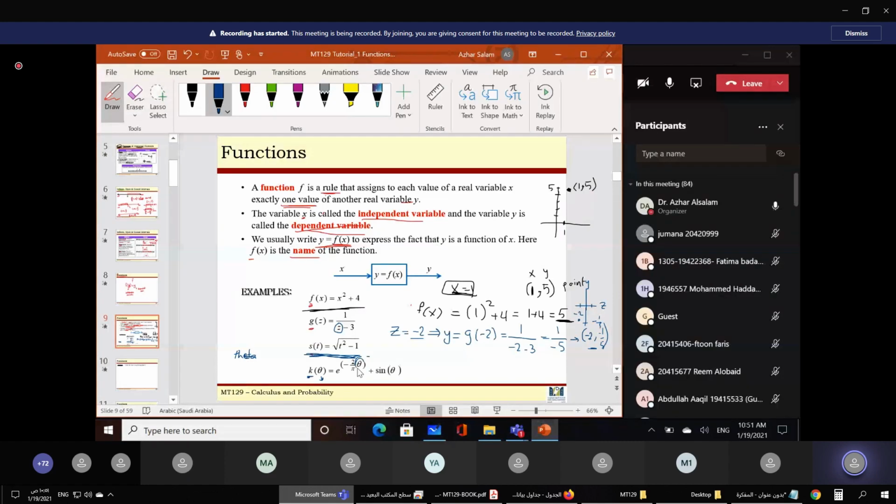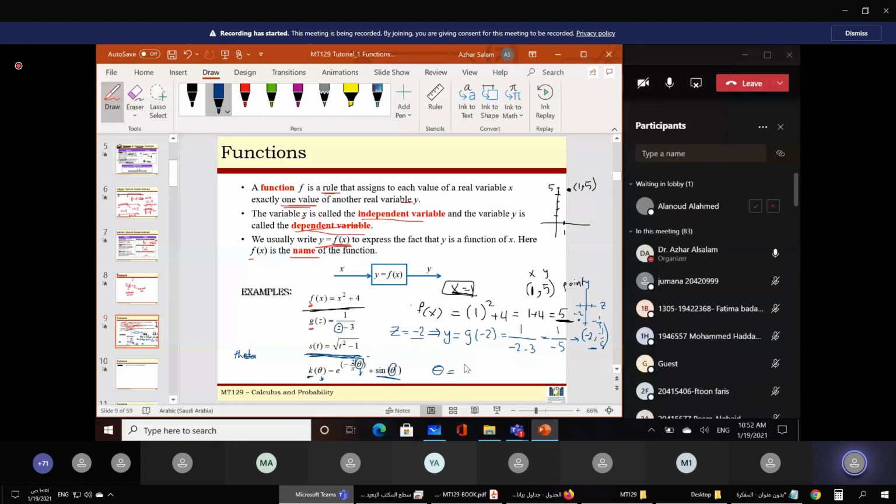Here I substitute or replace the independent variable theta by any value. Of course, here also the second term is sine theta. From here and here, when I, for example, set theta equal to pi, you know pi is around 3.14, but it's actually an angle.